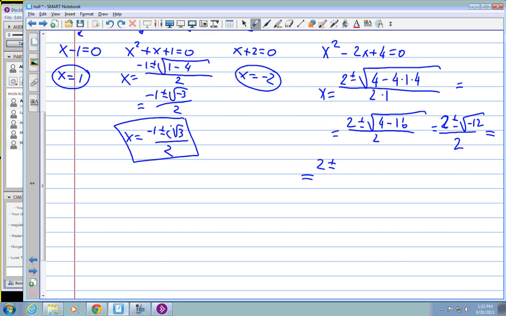2i, right? Because you're going to break 12 into 4 times 3. You take the square root of 4, which comes out as 2i square roots of 3 over 2. Now you can cancel all the 2s. 2, 2, and a 2 will all cancel, because you have to make sure that that 2 divides both. So you'll end up with 1 plus or minus i square root of 3.